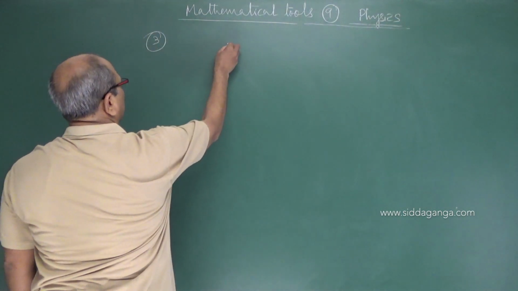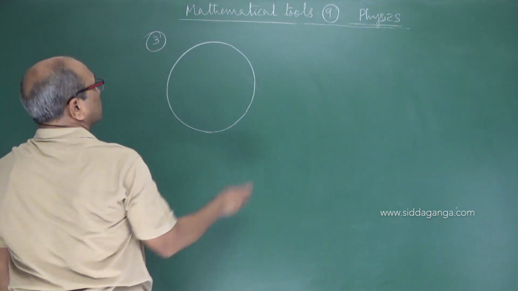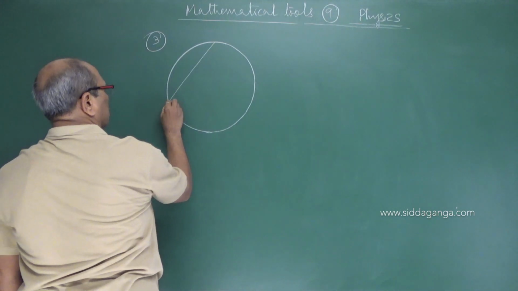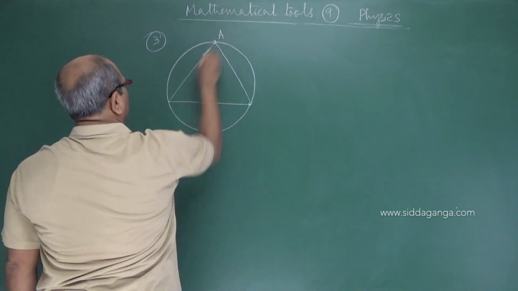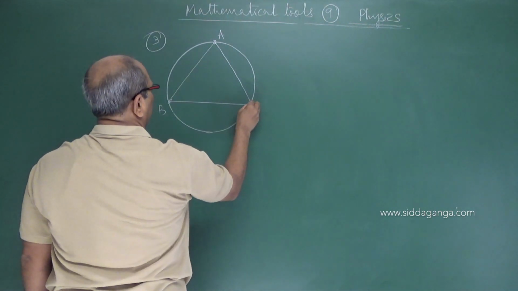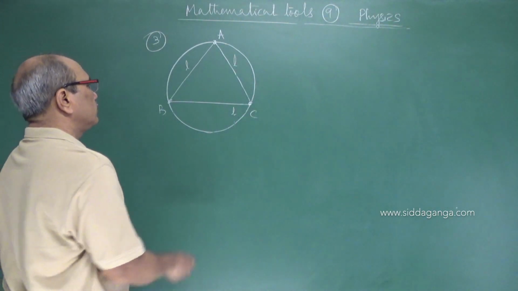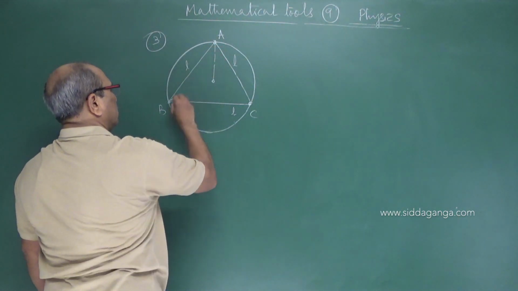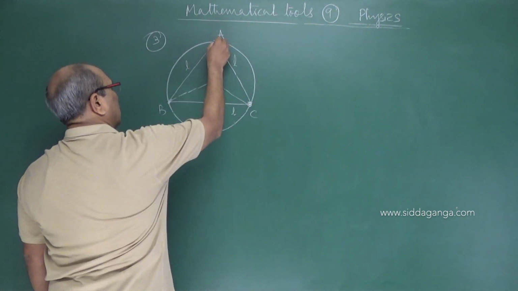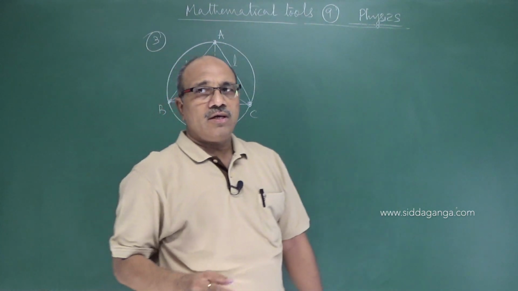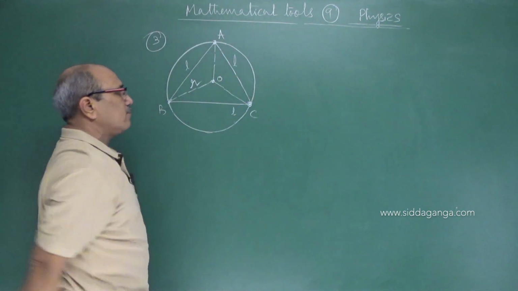Third one, in case of a triangle, circumcenter. This is A, B and C. Each side is of length L. If you join all the apices of the triangle, they lie on the circumference of a circle of radius r, and this is the center.